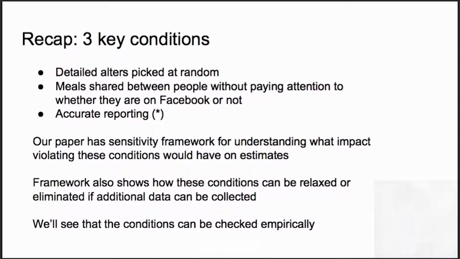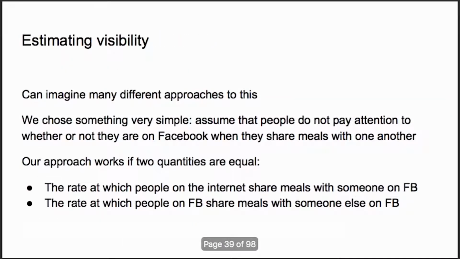So again, what matters is these two rates: the rate at which people who are on the internet share meals with somebody who's on Facebook, and the rate at which people who are on Facebook share meals with somebody else who's on Facebook. So I think the phenomenon you're describing will drive the denominator and the numerator up here.